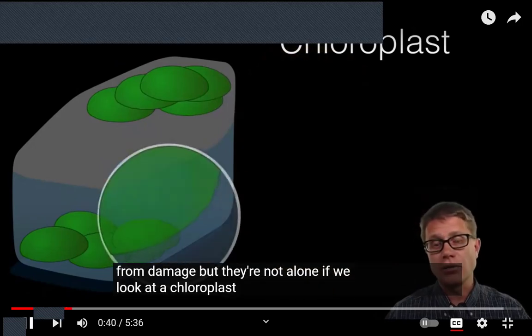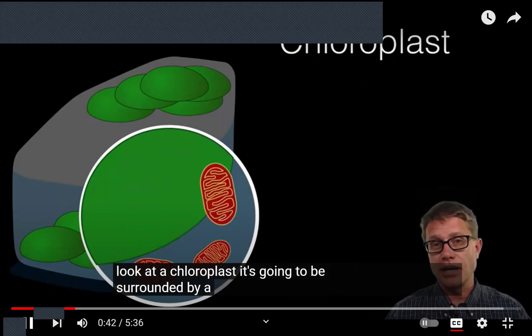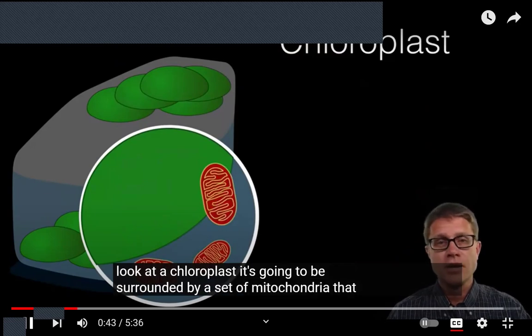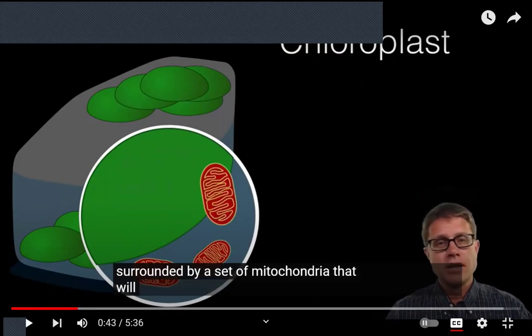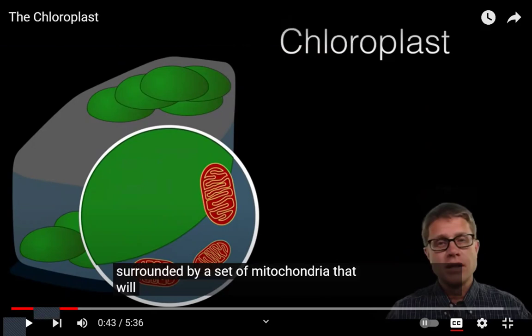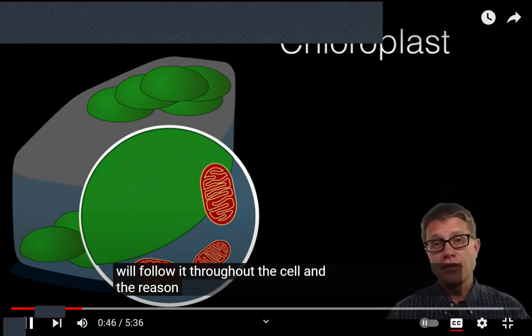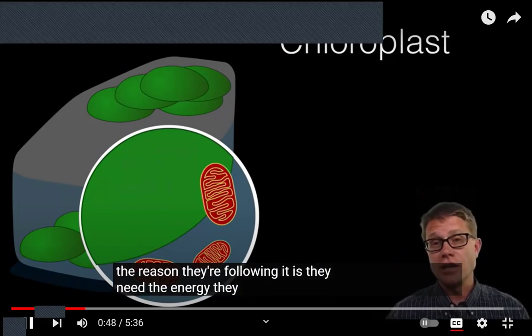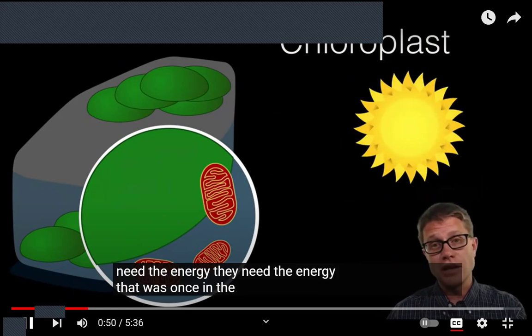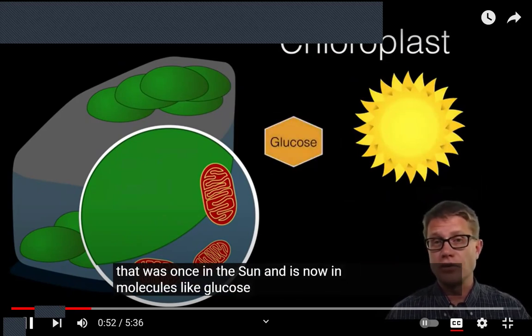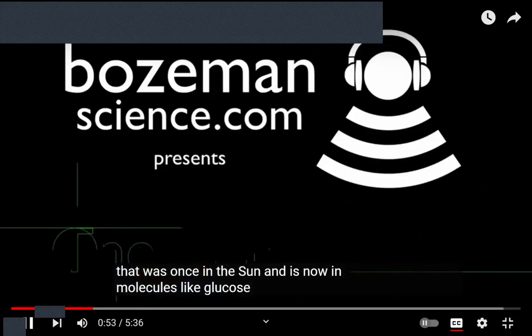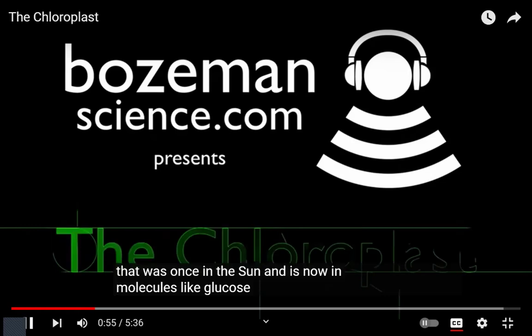They're doing that to protect themselves from damage, but they're not alone. If we look at a chloroplast, it's going to be surrounded by a set of mitochondria. Okay, there's your mitochondria, which basically functions to produce energy, the energy house of the cell. That will follow it throughout the cell. And the reason they're following it is they need the energy that was once in the sun and is now in molecules like glucose. Okay, continue.